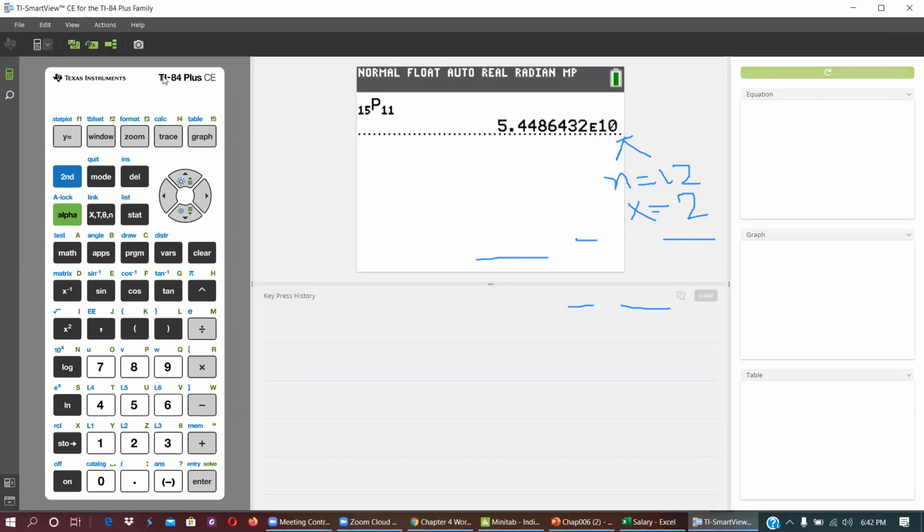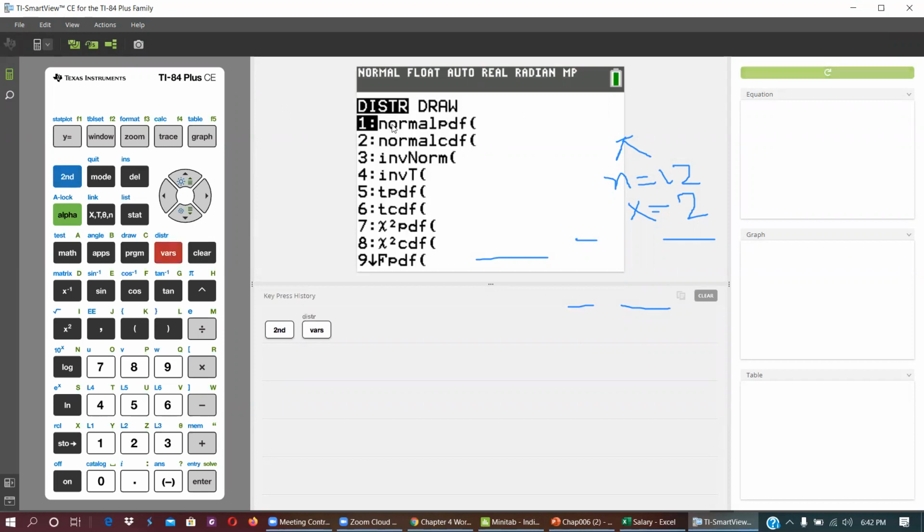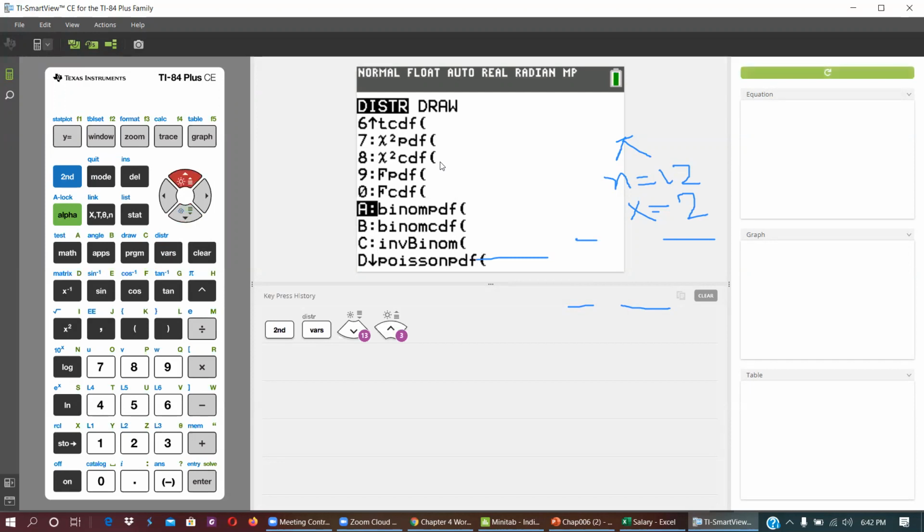You can see, I hope. Okay, thank you. Look into this distribution. Can you see this distribution here? I'm going to press second and then distribution. Now you can see normal PDF, normal CDF, inverse normal, and if you keep going here, F PDF, chi-squared PDF, T PDF. Can you see the binomial right here?